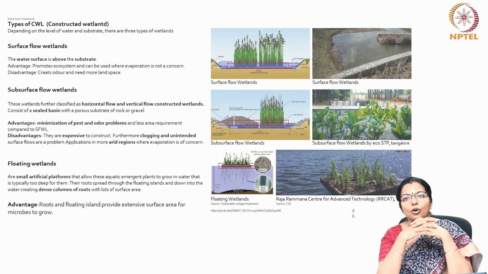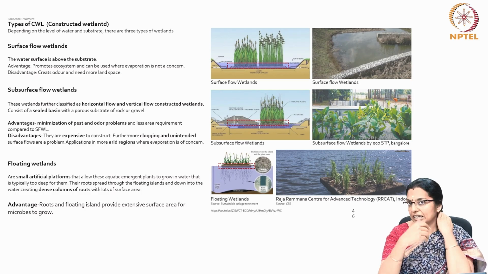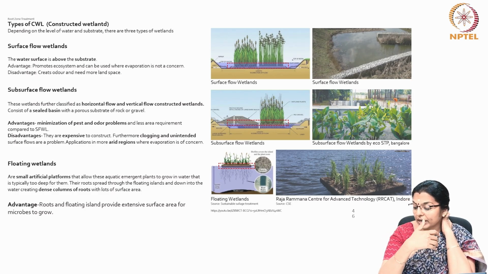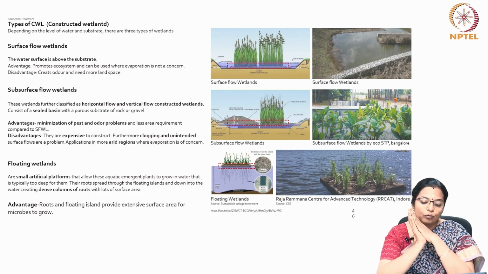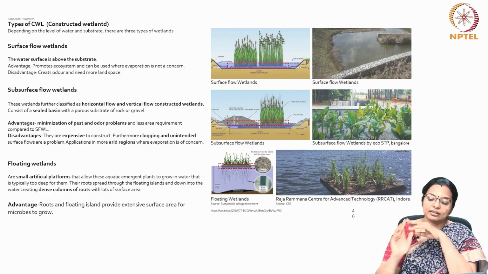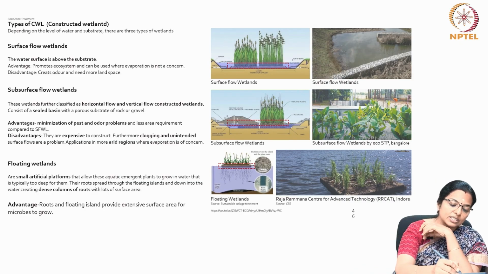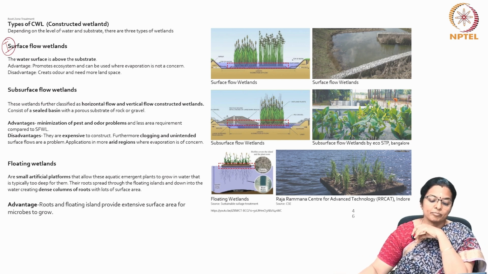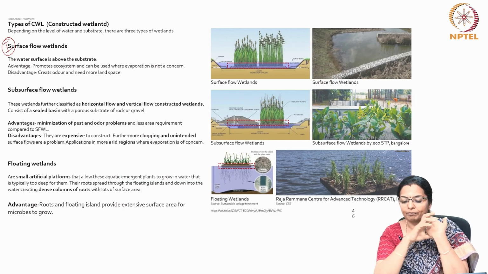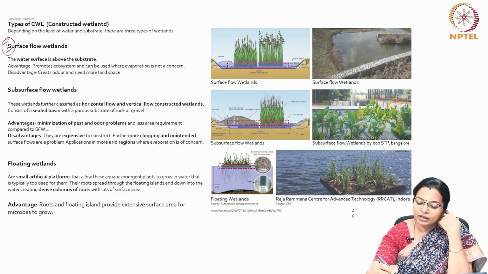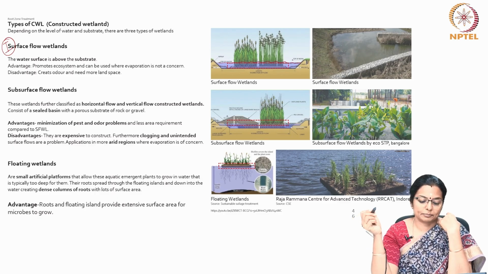These are also called as constructed wetlands. Root zone treatment plants are also called as constructed wetlands. Depending on the level of water and substrate, there are three types of wetlands. First is the surface flow wetland. The water surface here is above the substrate. So, if you see, the top of the water is above the substrate.